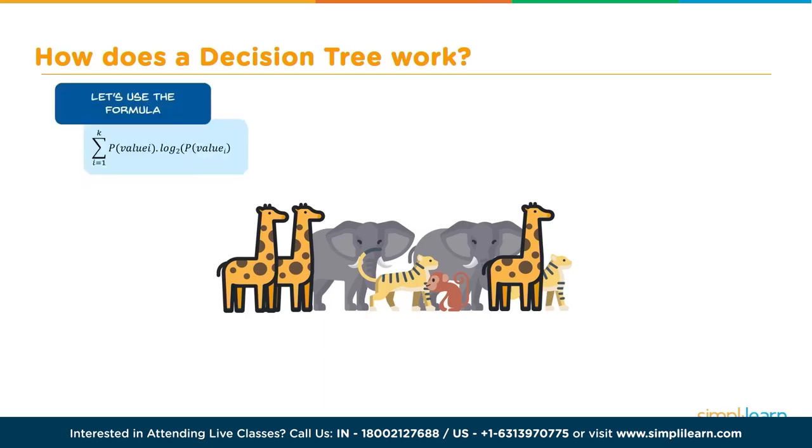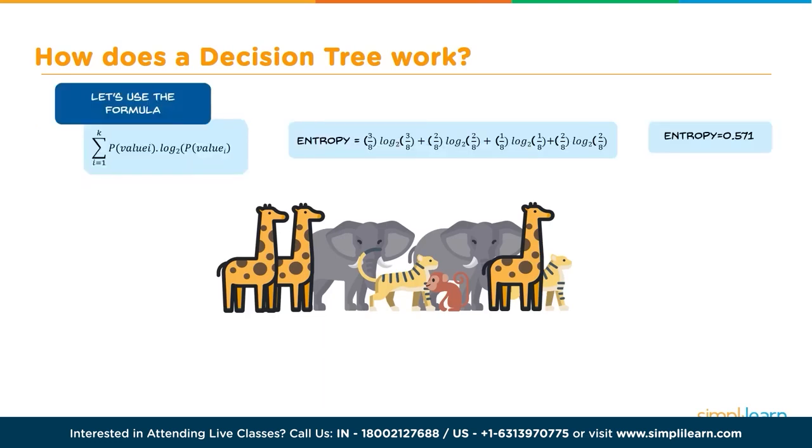And if we plug that into the formula, we get an entropy that equals 3 over 8. So we have 3 giraffes, a total of 8, times the log. Usually they use base 2 on the log. So log base 2 of 3 over 8, plus, in this case let's say it's the elephants, 2 elephants over a total of 8 times log base 2, 2 over 8, plus 1 monkey over a total of 8, log base 2, 1 over 8, and plus 2 over 8 of the tigers, log base 2, 2 over 8.